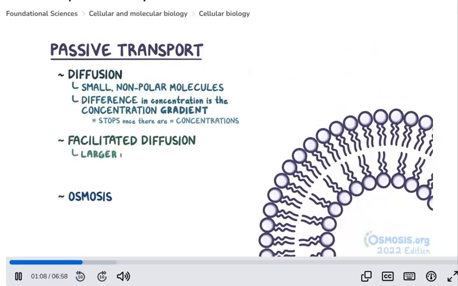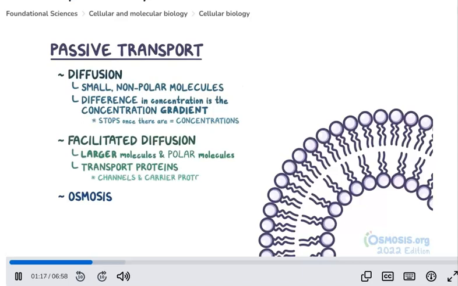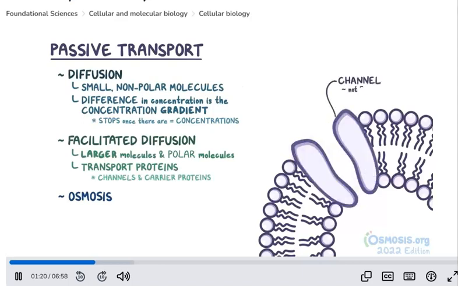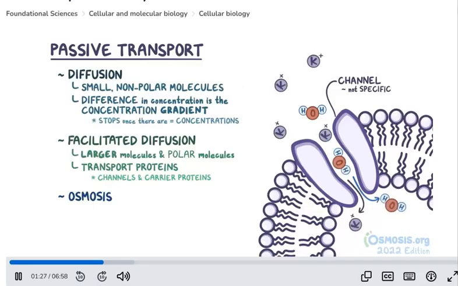Facilitated diffusion helps larger molecules and polar molecules move across the membrane. Facilitated diffusion uses transport proteins like channels and carrier proteins. Channels are not very specific, and they can open or close to allow water and small polar molecules, like ions, that are dissolved in it to pass through. These channels open in response to certain stimuli.